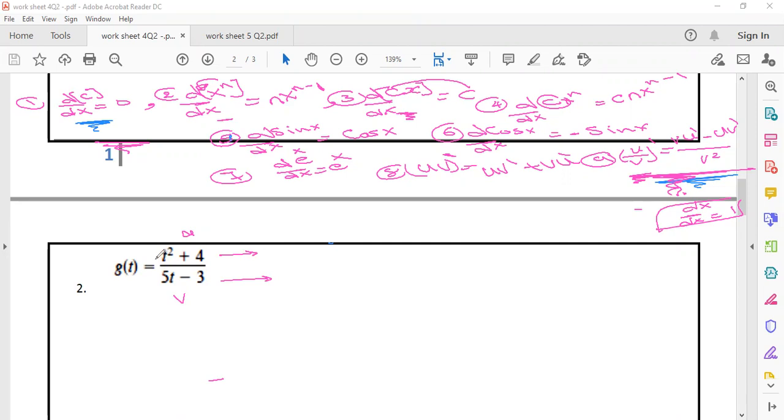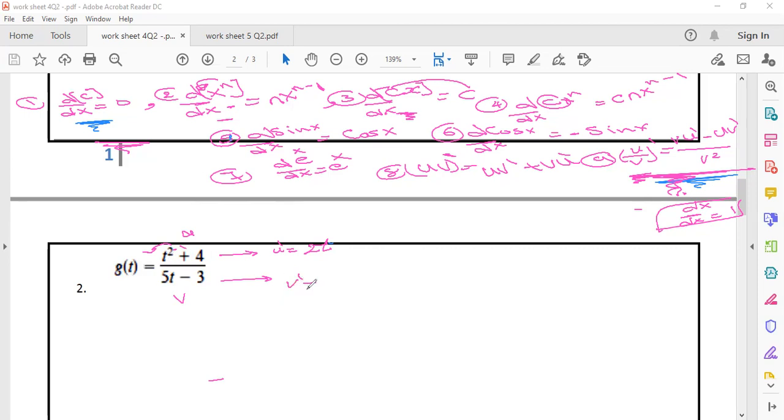Clear? What is the derivative here? Applying the rule, t to power 2 is an exponential, which function? This one. So u prime will be 2t. Don't forget to decrease the exponent by 1. Plus the derivative of 4, it is a number. What is the derivative of a number? 0. So it will be 2t.